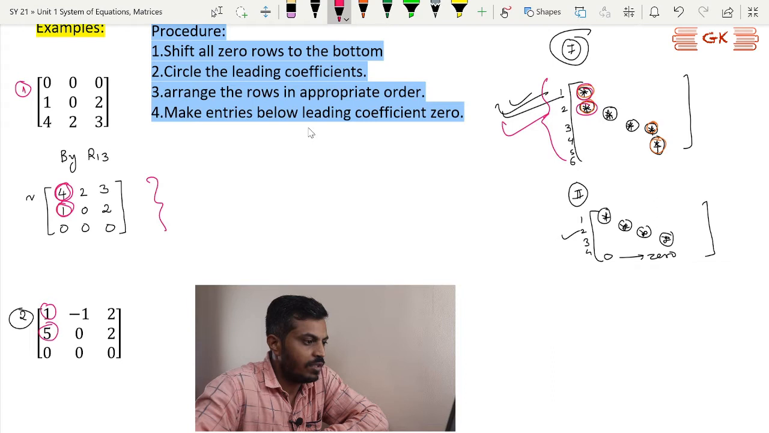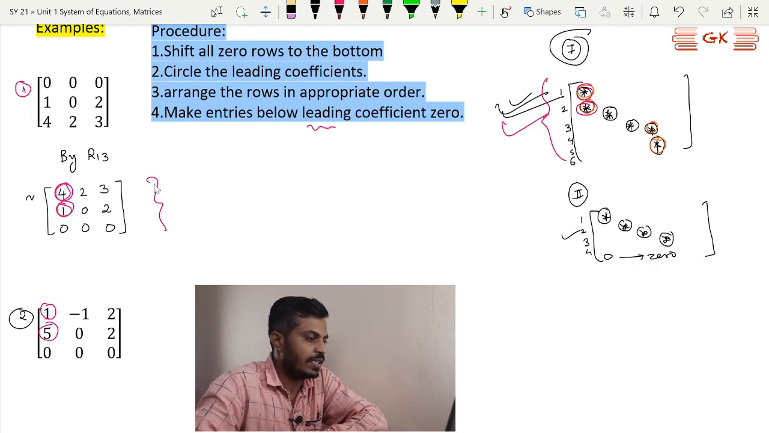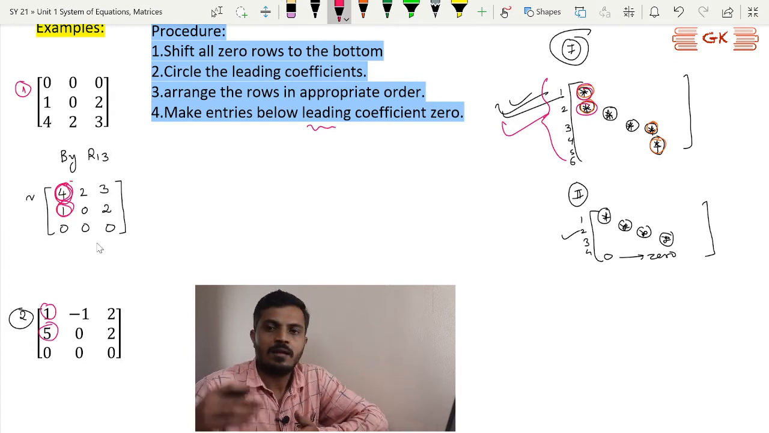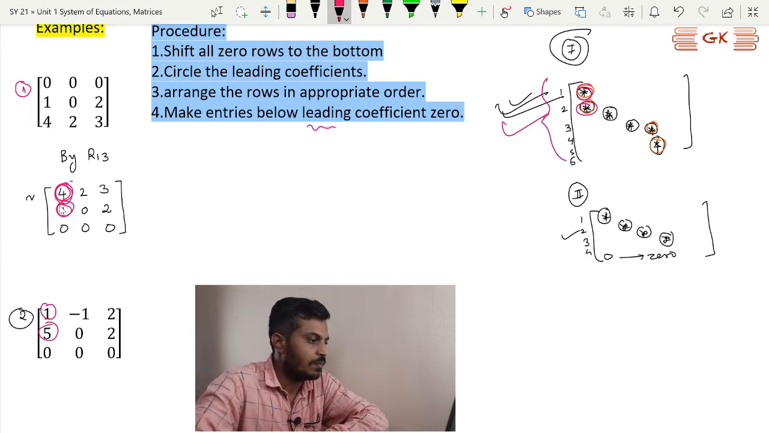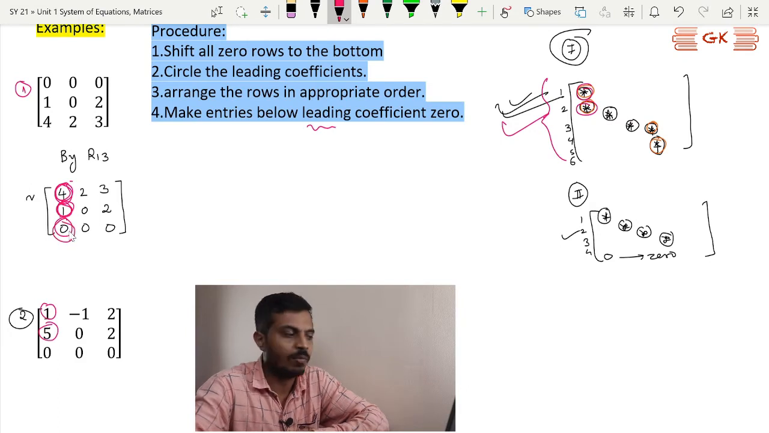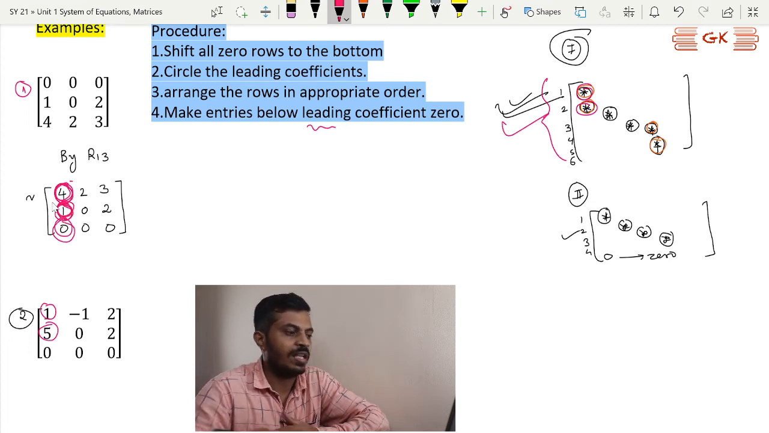Now, what is the meaning of this? See the leading coefficients first of all. In this particular example, 4 is the leading coefficient. So what we have to do is make all the entries below 4 equal to 0. Just focus on the first column. Below 4 you have 1, and the other entry is already 0, as you can see, so no need of worrying about it. We have to make this 1 a 0, but the problem is we have to use the entry 4 to do that.